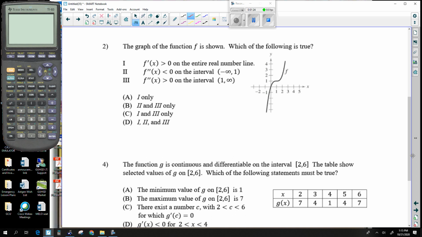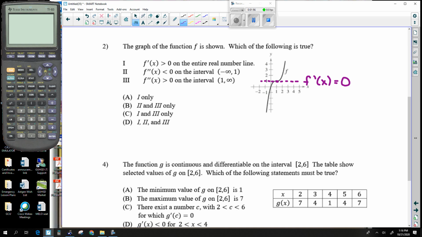Which of the following is true? It is saying that f prime is greater than 0 for the entire number line. It looks so, but that might be equal to 0. I'm not sure, so I'm going to say maybe right now. Stand by on that one.